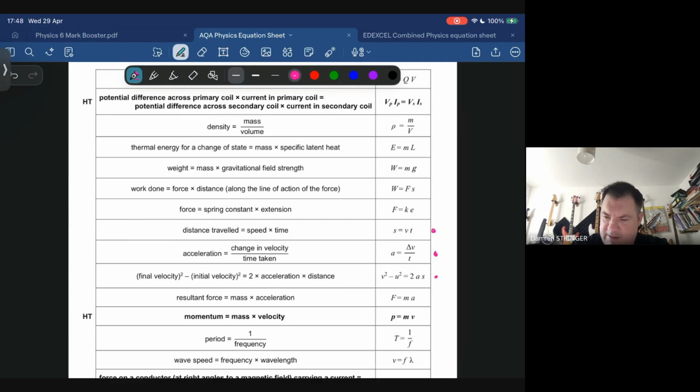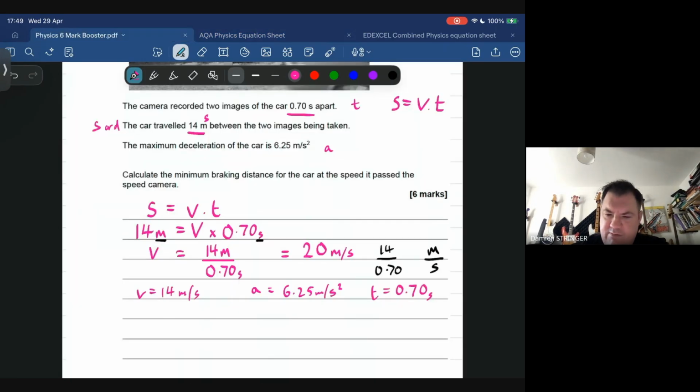So back to this. Acceleration, changing velocity, time. Do we need that? We want a distance, don't we? That's the only one left with a distance in it. Is that what we're looking for, a distance? Calculate the minimum braking distance. Right, yeah, so we've got the velocity now, acceleration, driver time, don't have the braking distance. That distance before was a distance between the images being taken, wasn't it? So that's why we got the velocity.